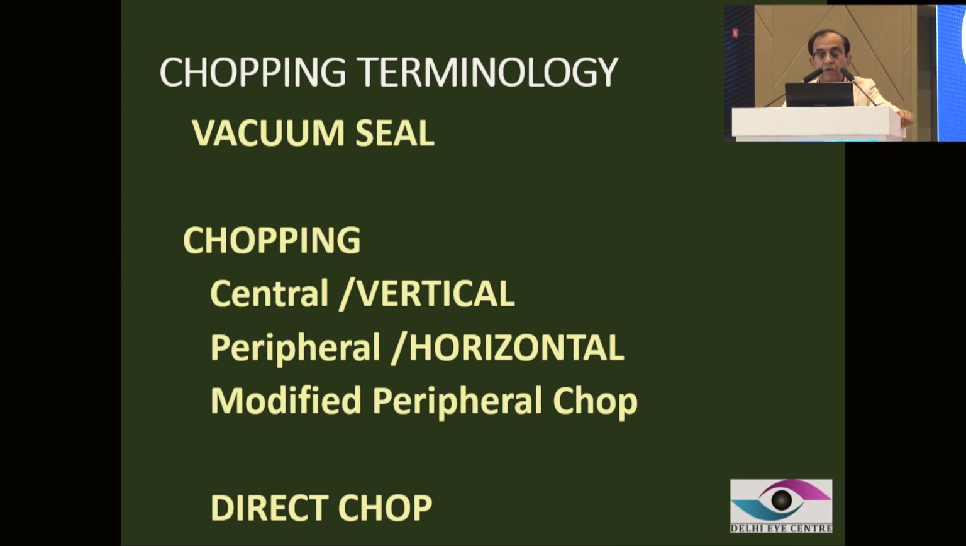Then chopping could be central or vertical. When you do it within the rhexis margin, it is called central, and you are going down vertically downwards toward the vitreous cavity, which is central and vertical. Peripheral is when you start from the periphery of the nucleus and pull it towards the center of the nucleus. It is called peripheral.